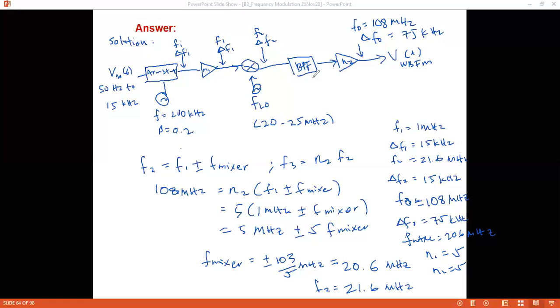With this solution, I will stop for the first part of our wideband FM generation, and in the next part 2, we'll continue with a little bit of summary before we enter the demodulation part. Okay, see you in the next part.